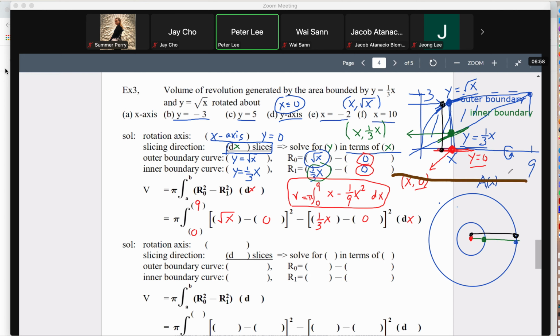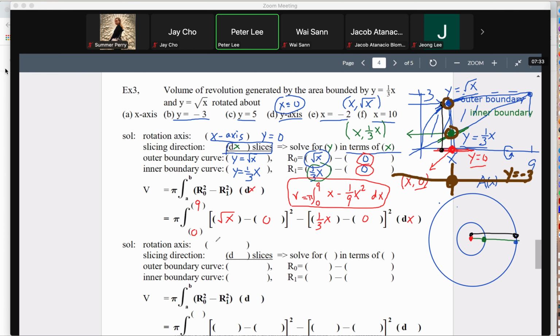And this is the line y equals what? Y is equal to negative 3. If you do negative 3, then how is the dx slicing going to look? The dx slicing is going to go all the way here, and then now we have a point over here. We will be using this point right here for the inner radius curve. This is the inner boundary curve, and that's the outer boundary curve.